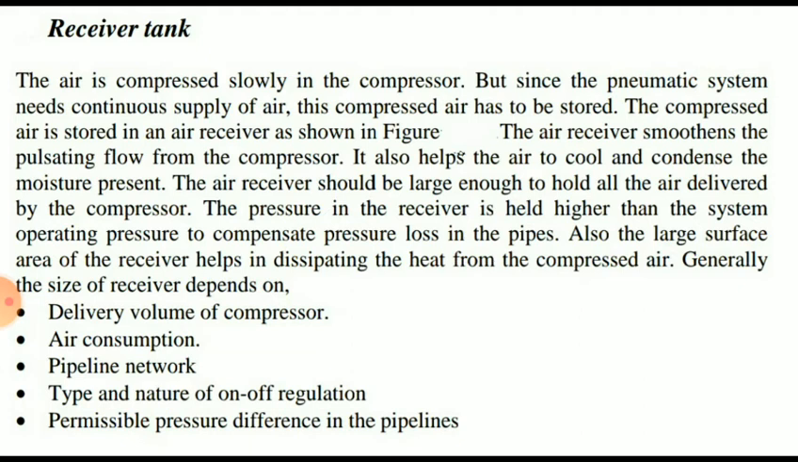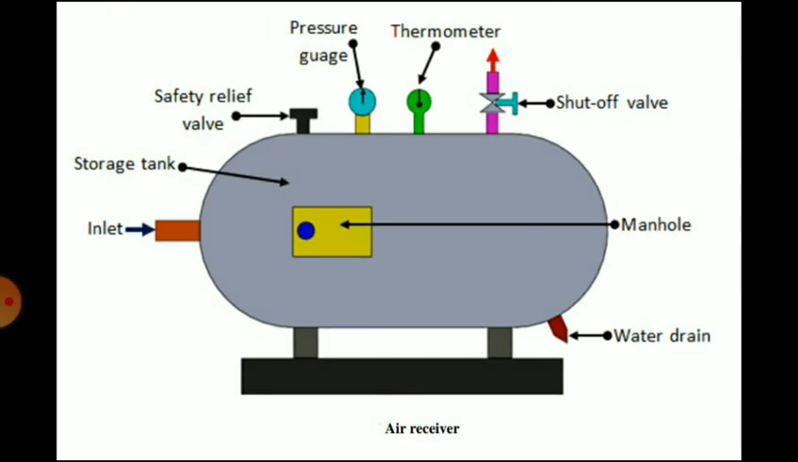The air receiver should be large enough to hold all the air delivered by the compressor. The pressure in the receiver is held higher than the system operating pressure to compensate for the pressure loss in the pipes. Also, the large surface area of the receiver helps in dissipating the heat from the compressed air. Generally the size of the receiver depends upon delivery volume of the compressor, air consumption, pipeline network, type and nature of on-off regulation, and permissible pressure difference in the pipelines. So this is regarding the receiver tank. This is a diagram of an air receiver.